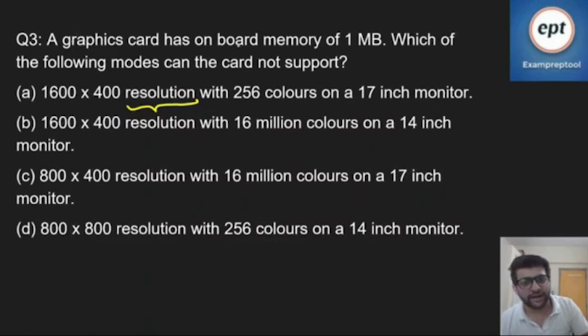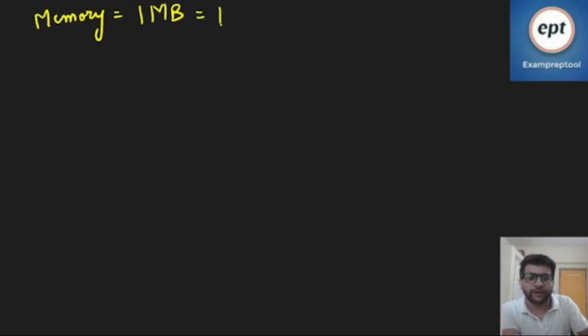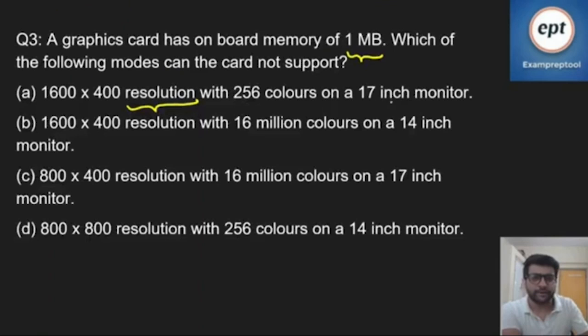A graphics card has onboard memory of 1 MB, right? Let me just write this information. So we have been told that we have a memory of 1 MB, which is 10 power 6 bytes, or which is also equal to 2 power 20 bytes, right? Which of the following modes can the card not support?